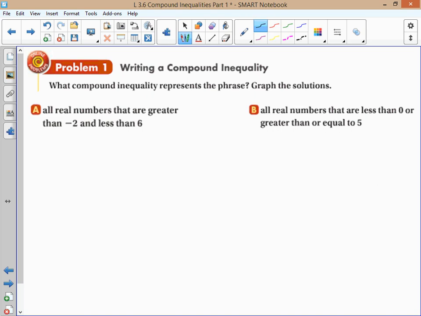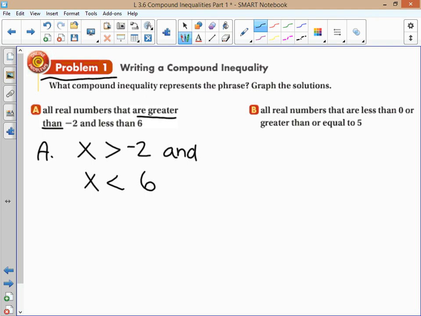So if you're taking notes, which you should be, you can write down problem 1, and then A. And A says all real numbers that are greater than negative 2 and less than 6. So this is an and inequality, compound inequality, and I'm going to write it like this. All real numbers that are greater than negative 2 can be written like x is greater than negative 2. And numbers that are less than 6 would be x is less than 6.